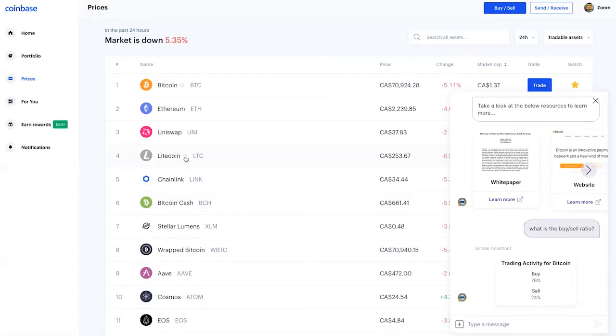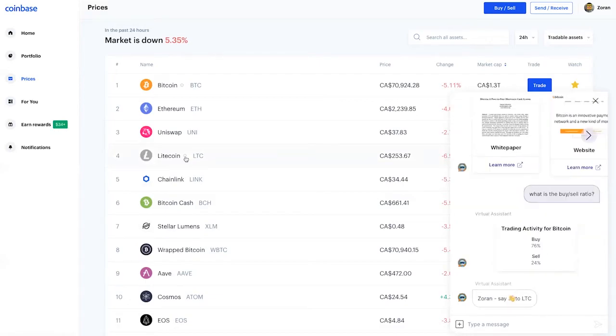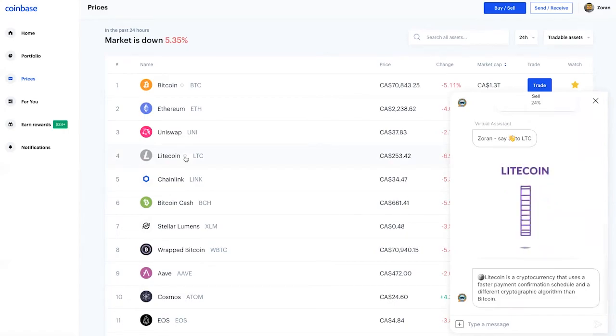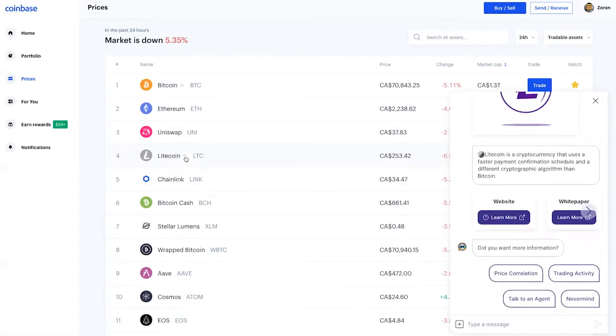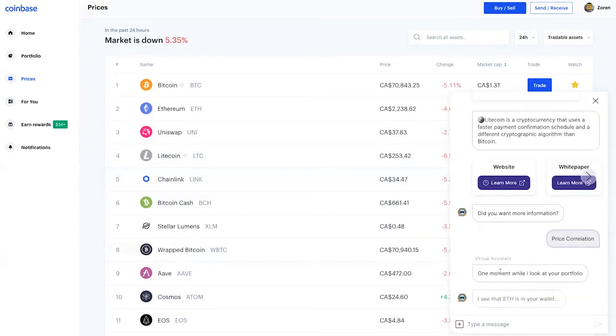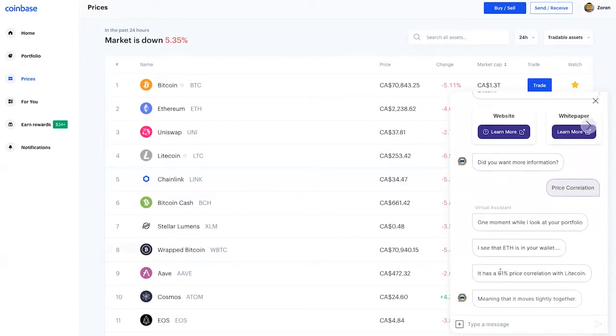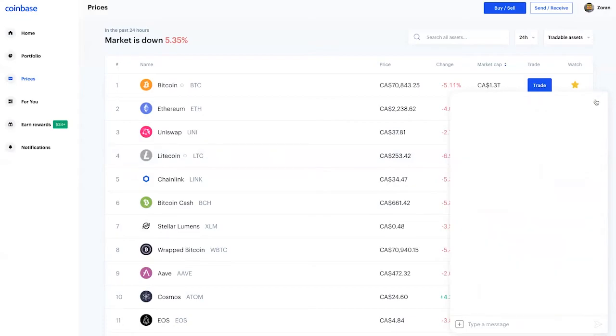Next, we will select the icon beside Litecoin. Again, you can see that I kick off a Litecoin specific flow with some information about this currency. In this example, I get to choose from a couple of quick reply options. I will select price correlation. You can see here that the bot took a look at my portfolio, noticed I held Ethereum, and offered what the price correlation is between those two cryptocurrencies. All automated and personal to the user, capitalizing on the strength of bots over human agents, being able to ping multiple data sources in real time, do some math, and then provide that back to the user in a really easy to digest format.